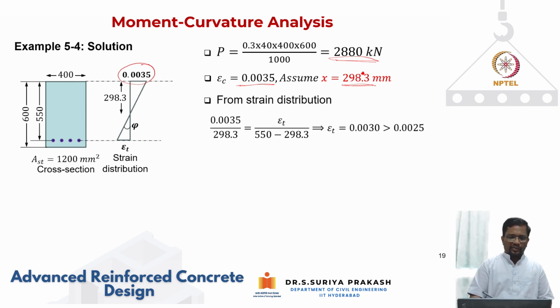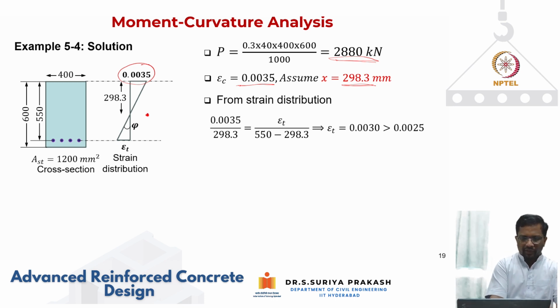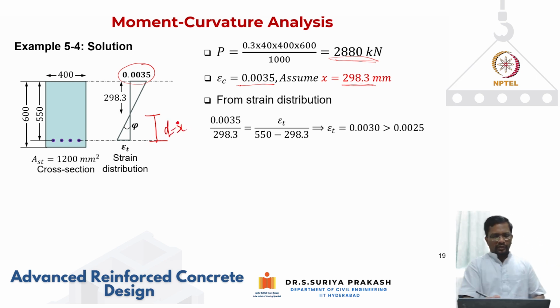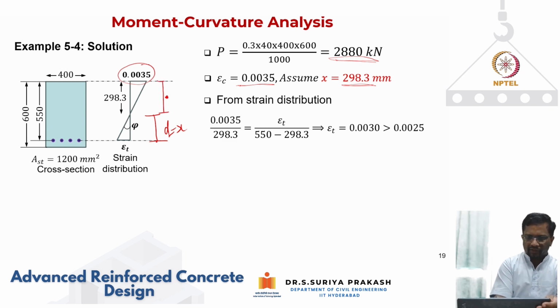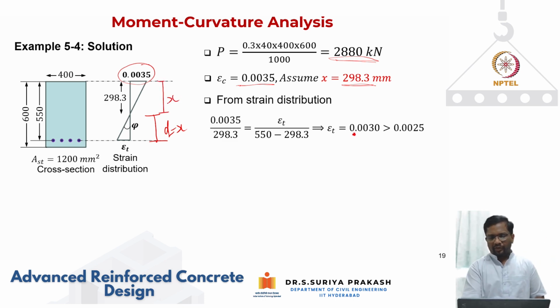Now again from your strain conditions, you know that from similar triangles, you can get your epsilon t. This distance you know is equal to h minus x, right? And this is x. So from your similar triangle, you can get your epsilon t as 0.0030, and it is greater than the yield strain. So you see here, when concrete reaches 0.0035, steel has yielded. In fact, the steel has just gone above 0.002. I mean, it has just yielded, and it is not stretched too much.